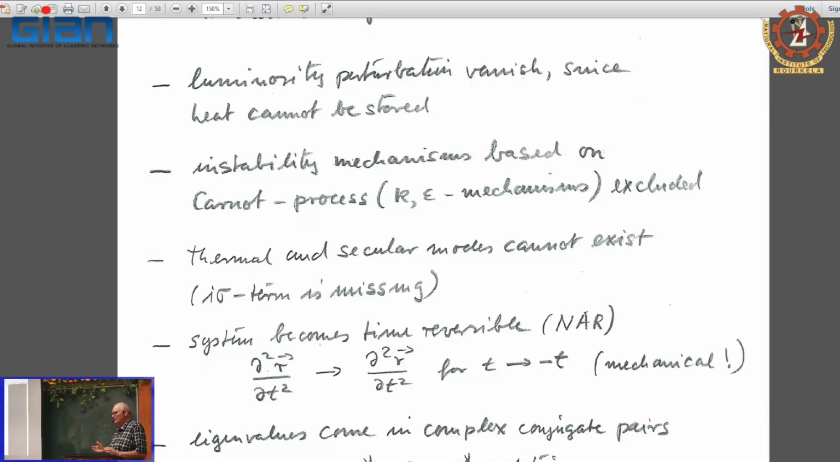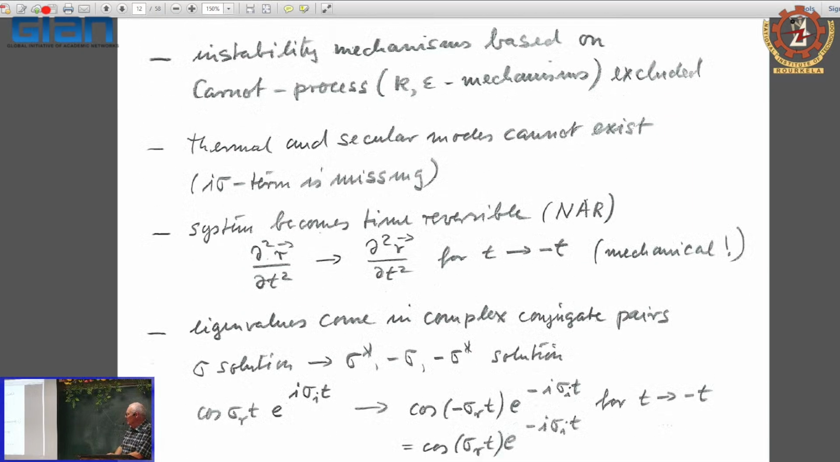Well, if you go to the perturbation equations and take the complex conjugate of your solution and the complex conjugate of your equation, because this i sigma term is now missing, you see that with sigma, the complex conjugate of sigma should also be a solution of the problem. Because we have only a quadratic appearance of the time here, only sigma squared, then with sigma also minus sigma will be a solution.